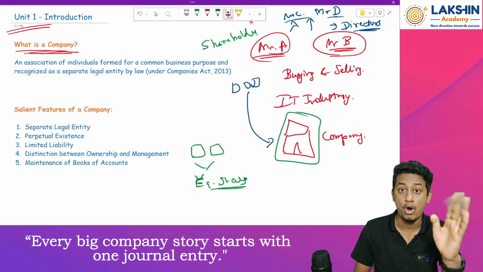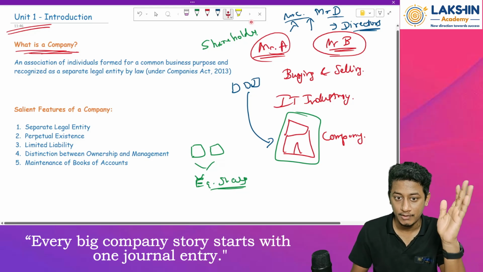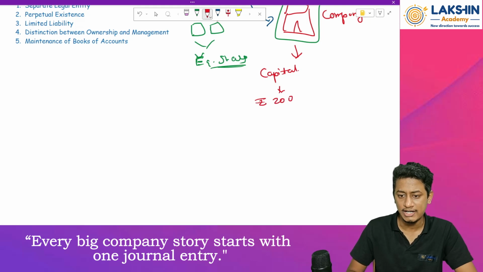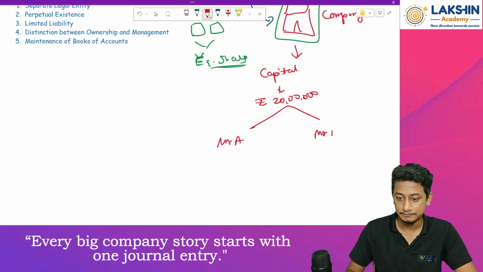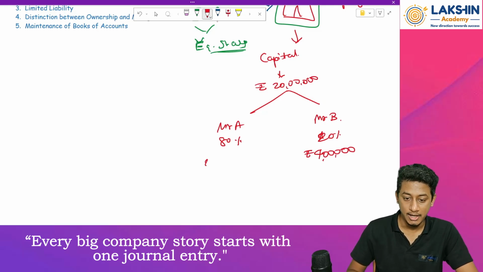Limited liability up to what extent? Limited liability up to the extent of the shares subscribed by them. Now what do I mean by this? Let's say the company wants a capital of rupees 20 lakhs. This was subscribed by Mr. A and Mr. B. Let's say 80% was subscribed by Mr. A and the remaining 20% by Mr. B. So that means 4 lakh rupees is subscribed by whom? Mr. B, whereas the remaining amount of 16 lakh is subscribed by Mr. A.